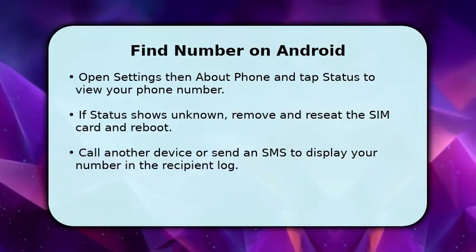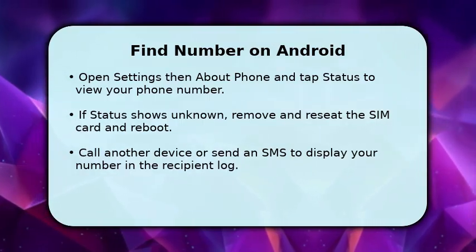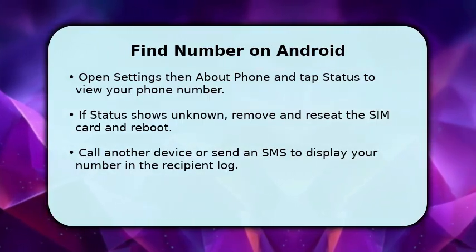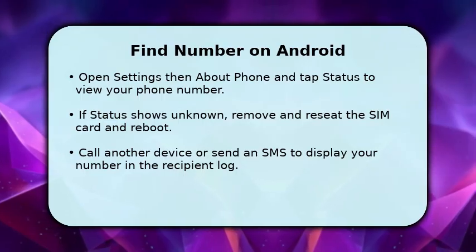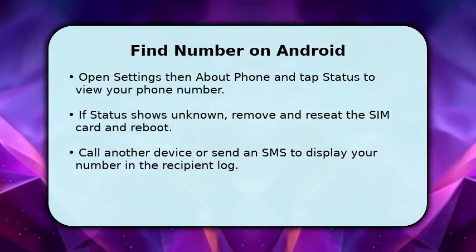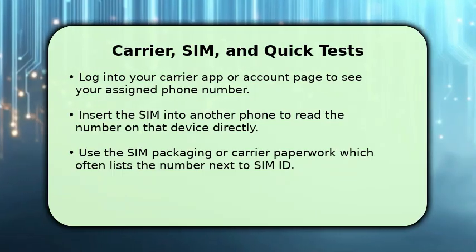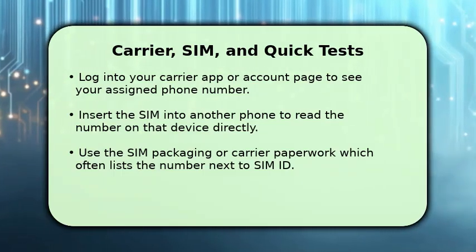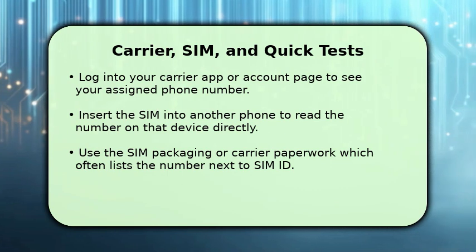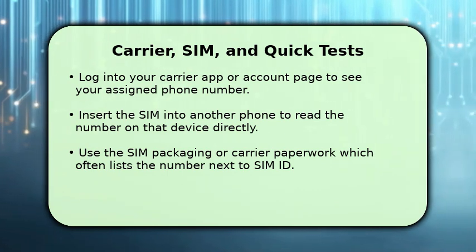As a quick test, call or send an SMS to another phone and read the number shown on that device. Use the carrier app if your device still fails to report the number. If device methods fail, log into your carrier app or account page to view your number. Your carrier record will list the assigned number next to your line and billing details.